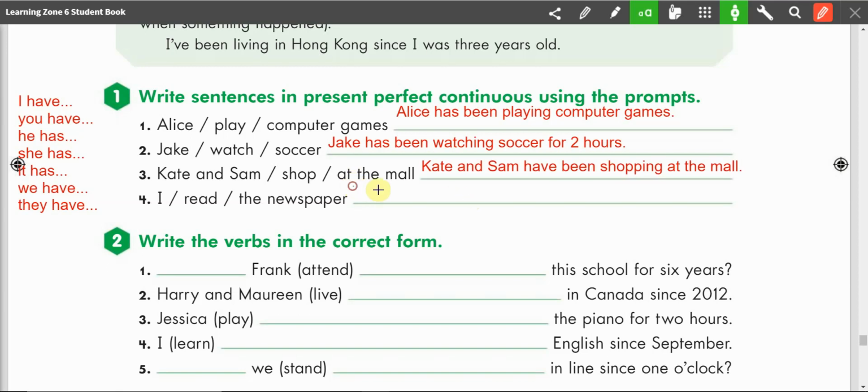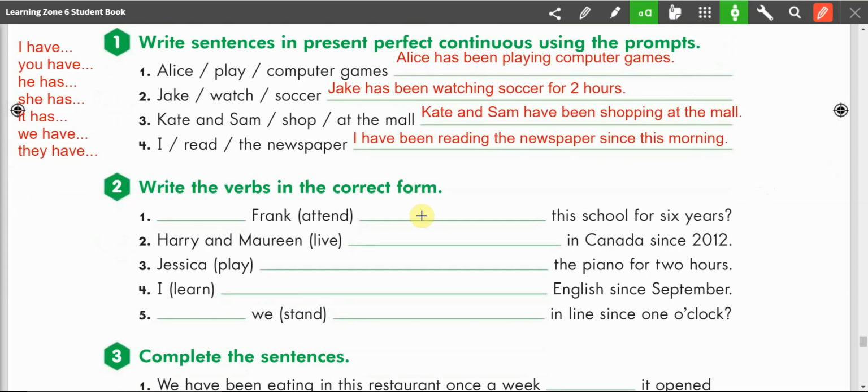All right, let's go to the next one. Your subject is I. So I have been, your verb is read. So that becomes reading. I have been reading what? The newspaper. Now let's give it a time, a point in time. So since this morning. So this morning I started reading it, and I am still reading it right now. So I have been reading the newspaper since this morning. All right, so there you go. Those are your sentences.